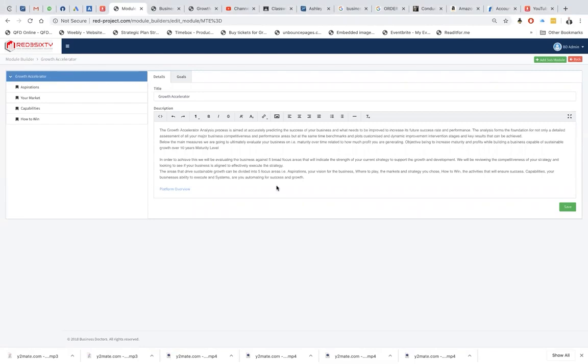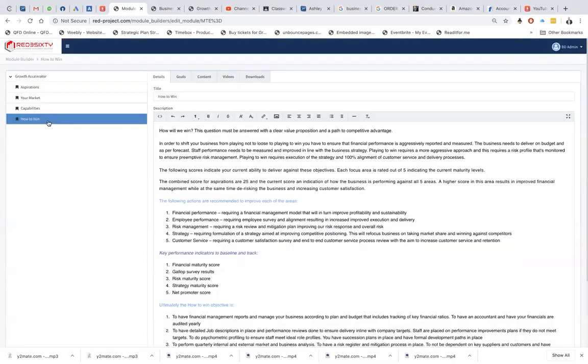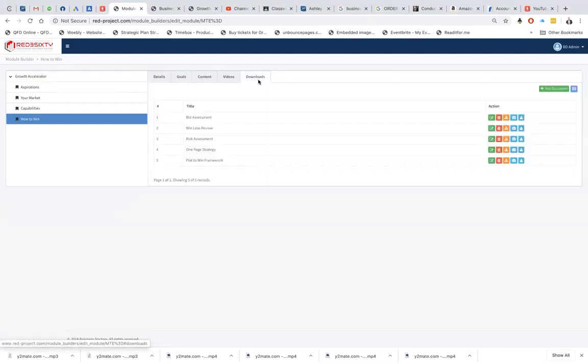We are looking at the red portal and going through each one of the modules for the Growth Accelerator survey and development modules. The current module that we're going to look at is the How to Win module. Just quickly again, for navigation within the portal on the How to Win, we would go to downloads and we'll be able to find all the tools that I am reviewing for the specific module there for download.